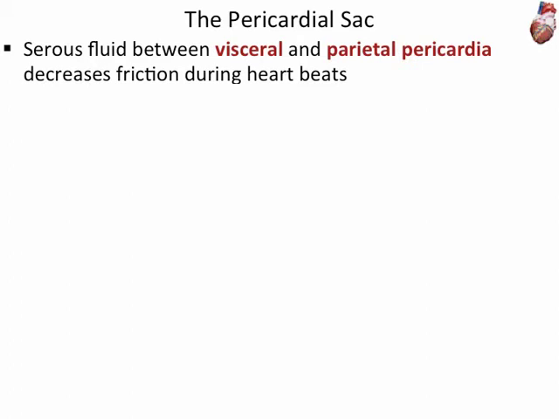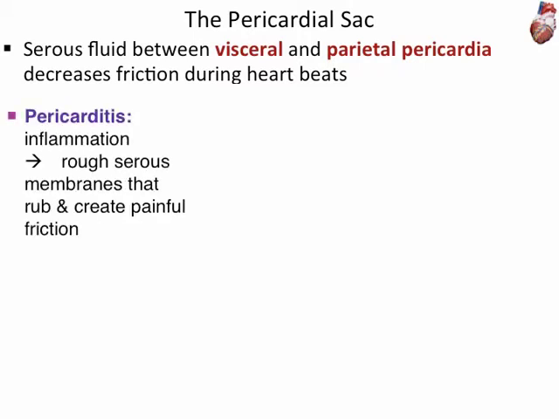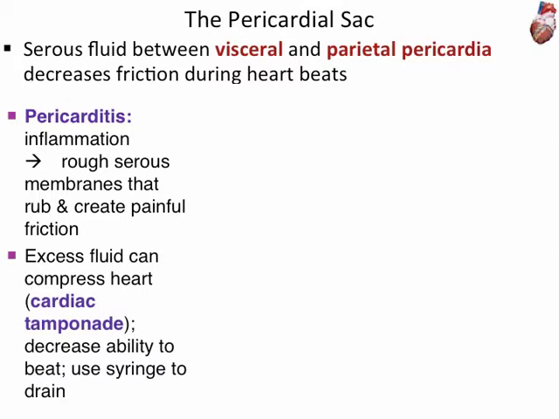So the serous fluid that lives between the visceral and parietal layers decreases friction during heartbeats. If you get an inflammation of the pericardia, the visceral and parietal layers will get rough and they'll rub against each other, and that causes inflammation and pain. If you get excess fluid that builds up in that pericardial sac, it can compress the heart. It's harder for the heart to beat when there's fluid in the sac. It's pushing down on the heart.